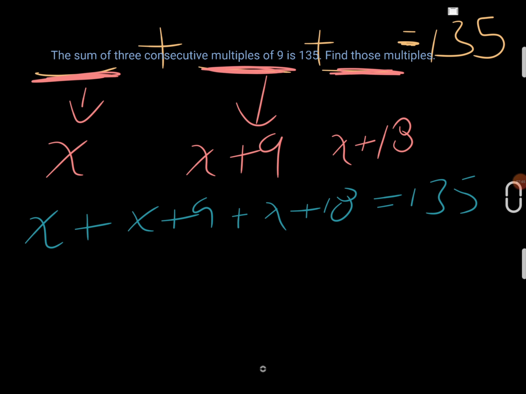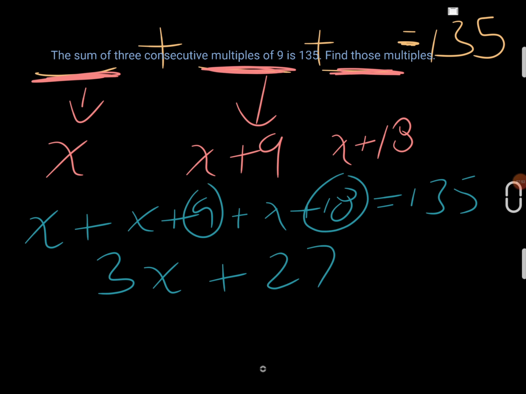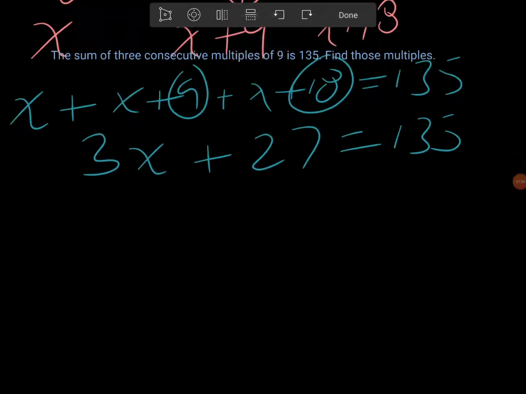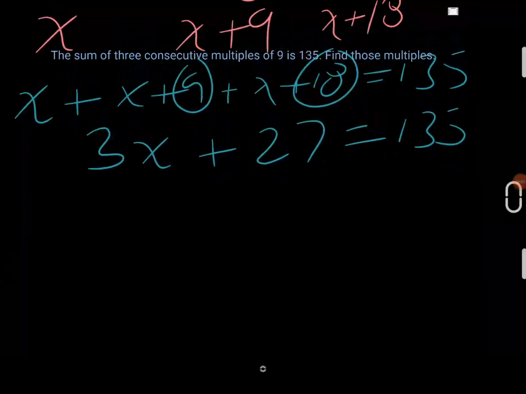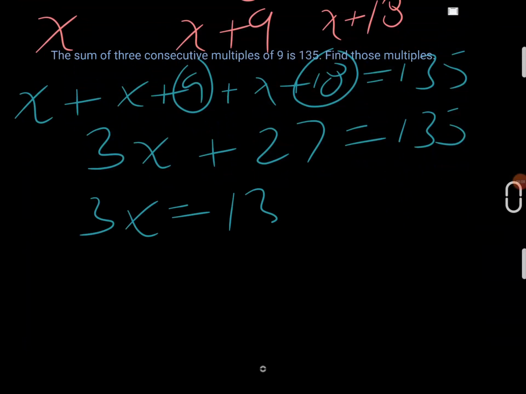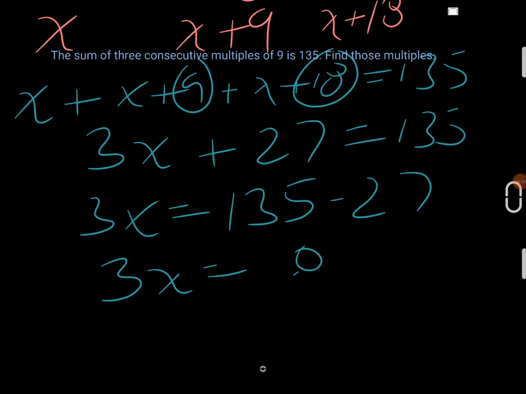So bring the x's together, so it will be 3x, x plus x plus x, plus 9 plus 18, that will be 27, is equal to 135. Now 3x is equal to 135 minus 27. Oh, let me write it down. 135 minus 27, that means 3x is equal to 135 minus 27, that is 15 minus 7, 8, and 12 minus 2, that will be 10.